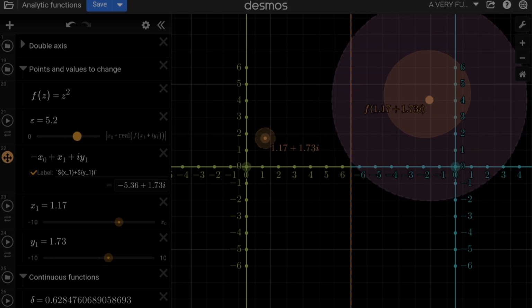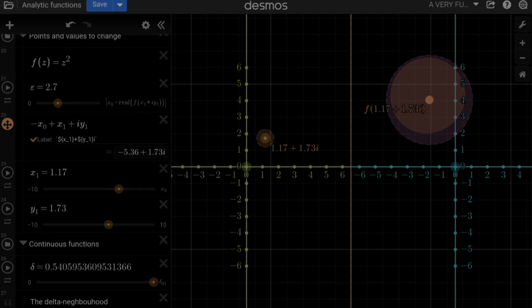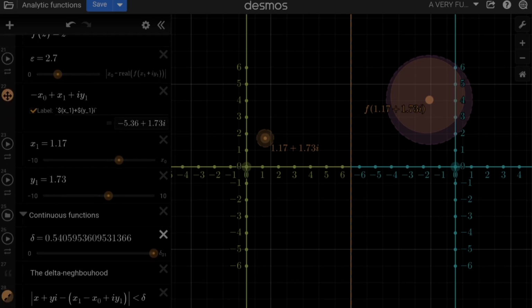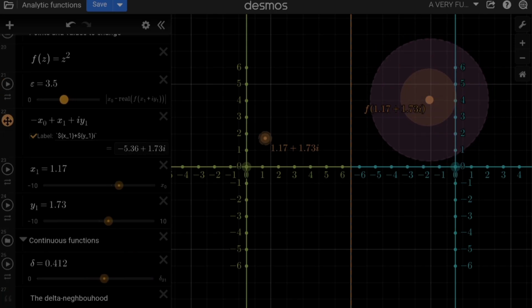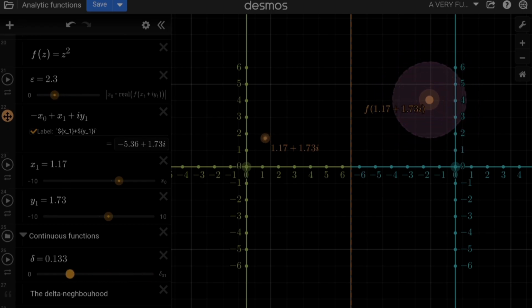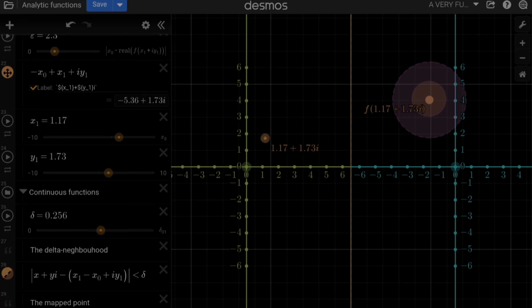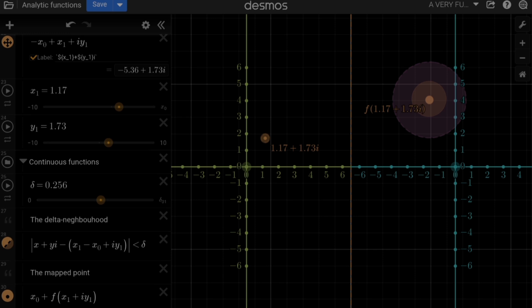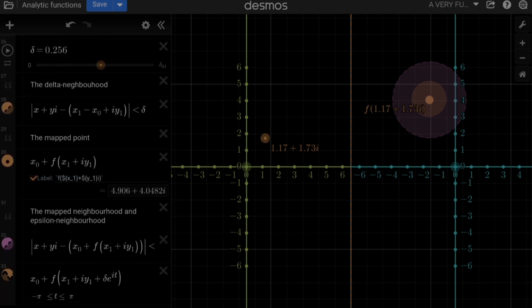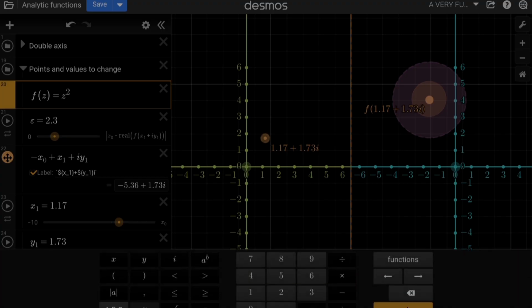We have our epsilon neighborhood here, and we can move around that point. And indeed, for all epsilon neighborhoods, we can choose a delta. So we can move the epsilon and the delta, make them small, so that the mapped neighborhood of delta is a subset of the epsilon neighborhood of the output. And indeed, the function z squared is continuous.